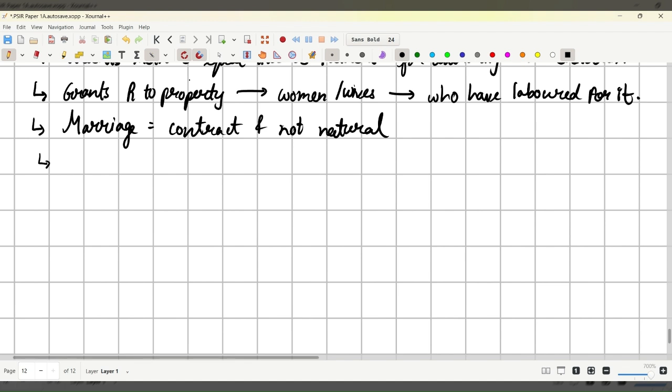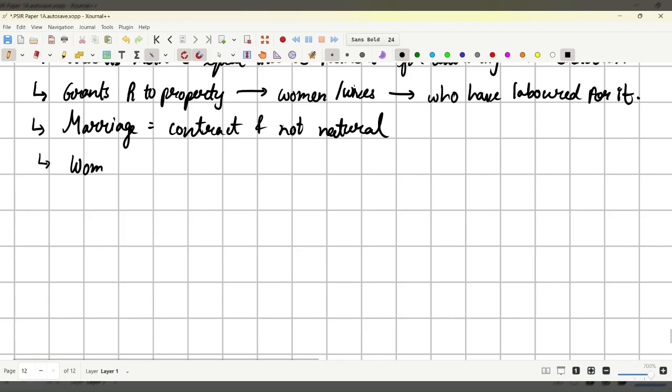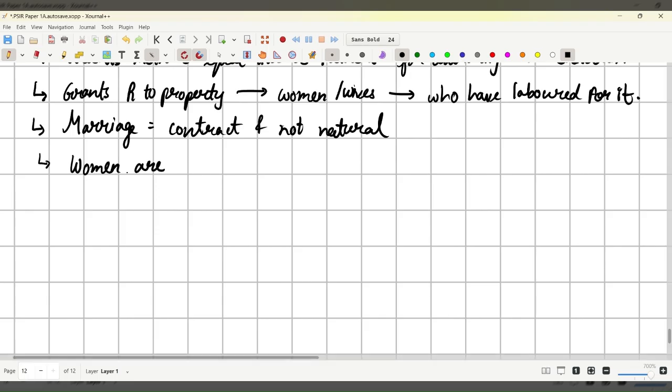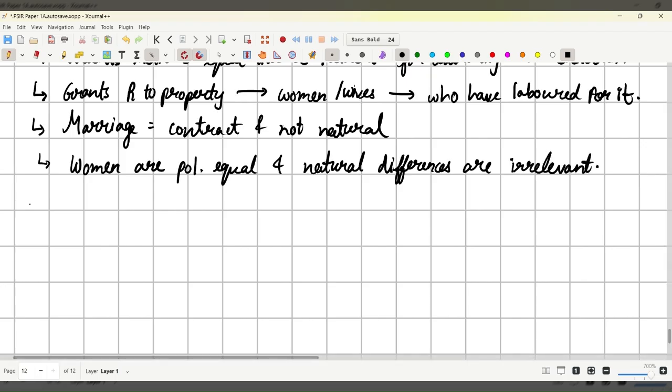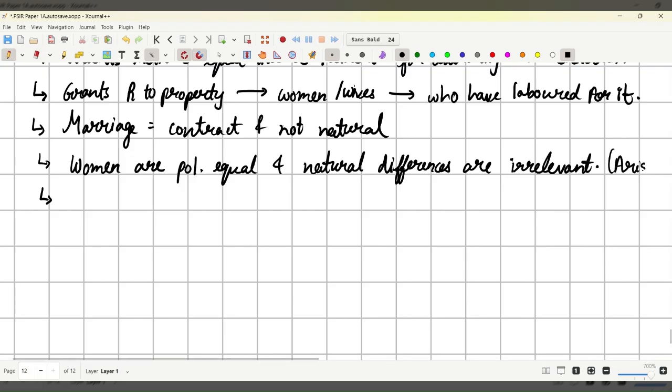He also said that women are politically equal, and natural differences are irrelevant. So you can write this as a critique of Aristotle in his theory of citizenship.